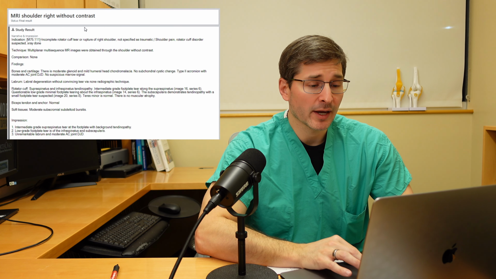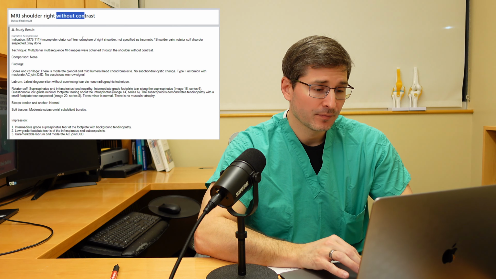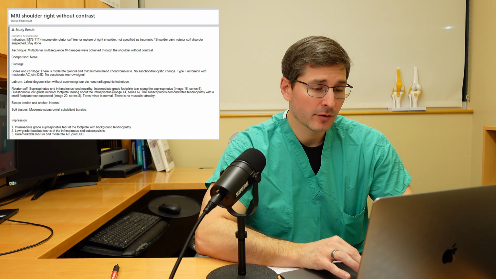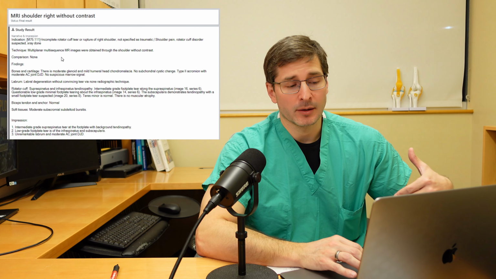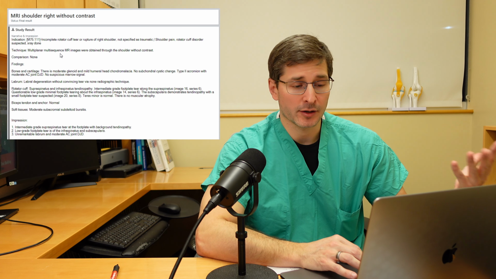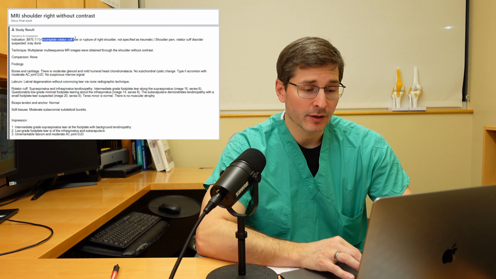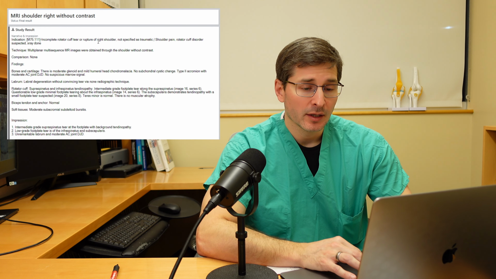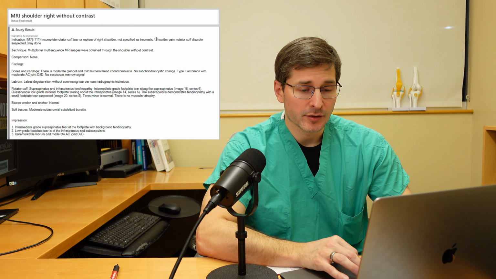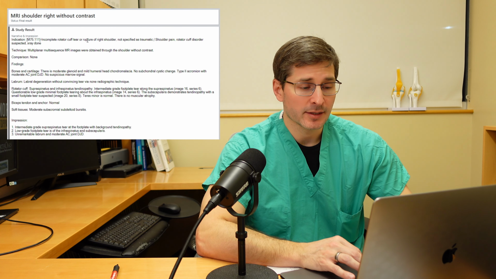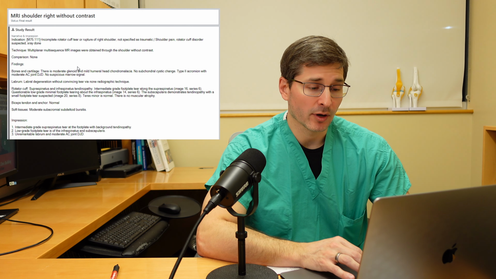So in this MRI, we have one without contrast. And then what you'll see here is an indication, and there's this code here, and really that just provides rationale for the actual study. So in this particular patient, we see that there was concern for rotator cuff tear, an incomplete tear in the shoulder. You also see shoulder pain and things like that. And so that helps rationalize the indication for the actual MRI.